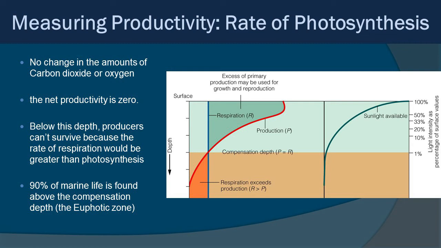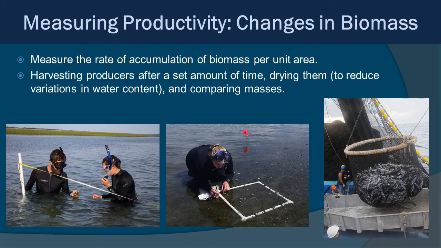90% of marine life is found above the compensation depth in what we call the euphotic zone, where there is light. So another method of measuring productivity would be looking at changes in biomass. Measuring the rate of accumulation of biomass per unit area can give us quite a lot of information. To do this, you have to harvest the producers after a set amount of time and generally dry them out. The reason is that water content can vary in living things from one point in time to the next. So if you take that water out, it makes things more consistent in terms of comparing masses.